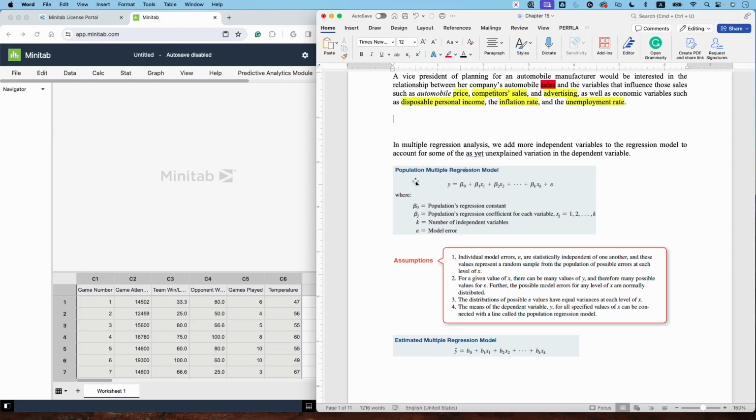And because we always look at samples, what we do is take a sample and create a model. This is the estimated regression model. And this is b naught, which is the unbiased estimator of beta naught. And this is b1, which is the unbiased estimator of beta 1. And this is b2, etc., the unbiased estimator of beta 2.